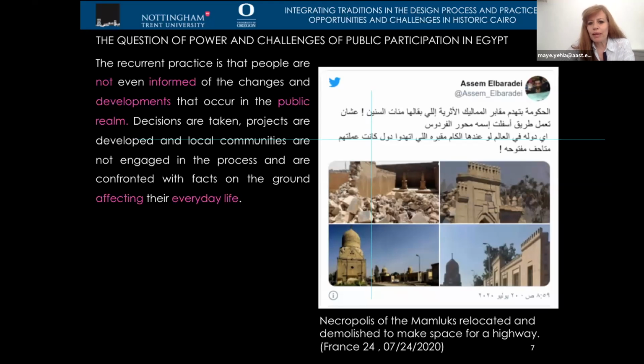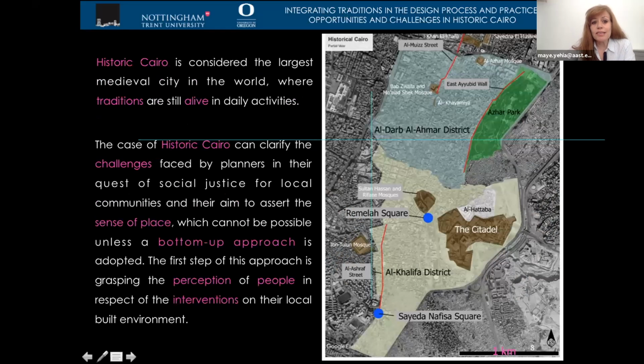Here we can see a tweet which is a reaction against the demolition of the necropolis of the Mamluk in historic Cairo, and it was demolished to make space for a highway. And this tweet expressed anger, of course, and this was last year in July 2020. So historic Cairo is considered the largest medieval city in the world where traditions are still alive in daily activities.